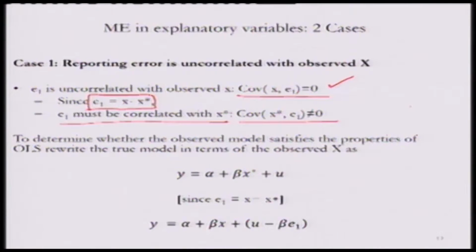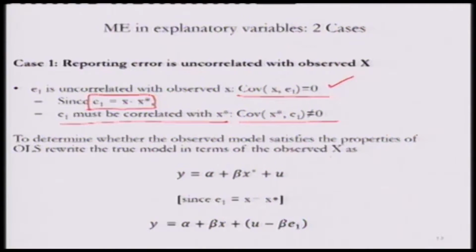Now, in this particular case, to determine whether the observed model satisfies the properties of OLS, in other words, whether the observed model satisfies the mean independence condition, and hence leads to an unbiased estimate of beta, what we need to do is to rewrite the true model in terms of the observed value of x. So, we start with the true model y as a function of x star, and then use this equation over here where E1 equals x minus x star and replace this in the true equation.